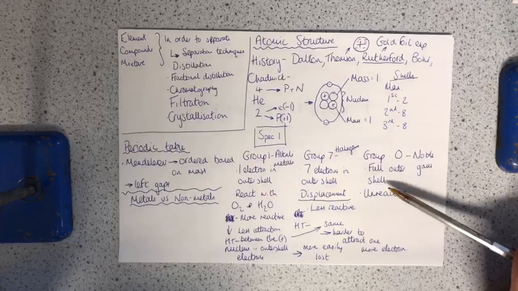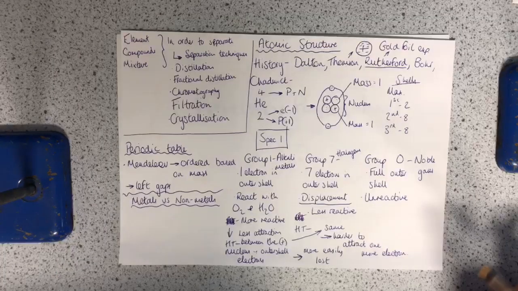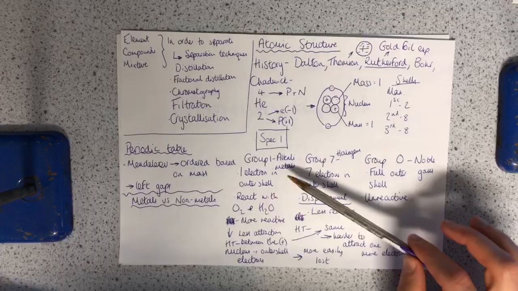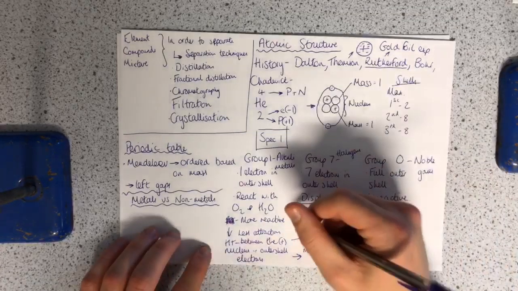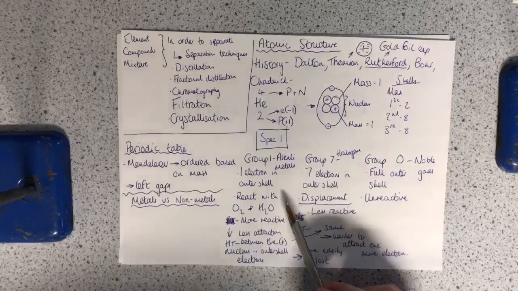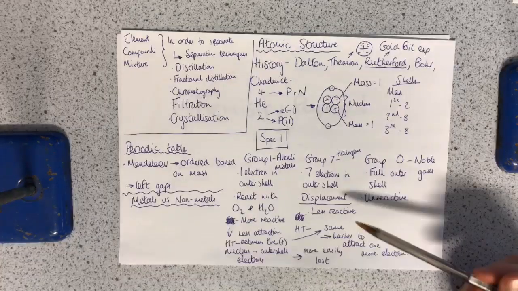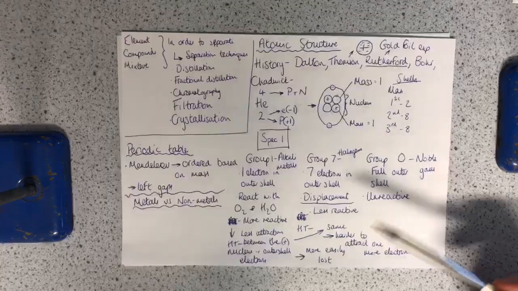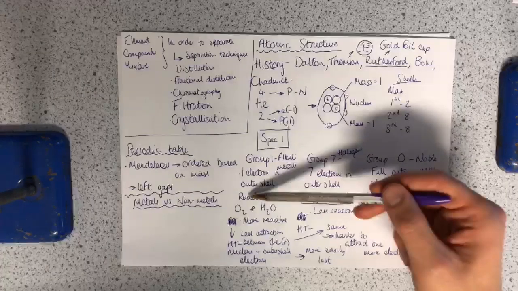And that is why they are very unreactive. For group 1, they're very reactive metals actually, and they get more reactive as you go down the group. They react vigorously with water, as you will have seen. Group 7 start off reactive at the top, but they get less reactive as you go down. So that's why I've written more and less reactive there. As you go down, these get more and these get less reactive.